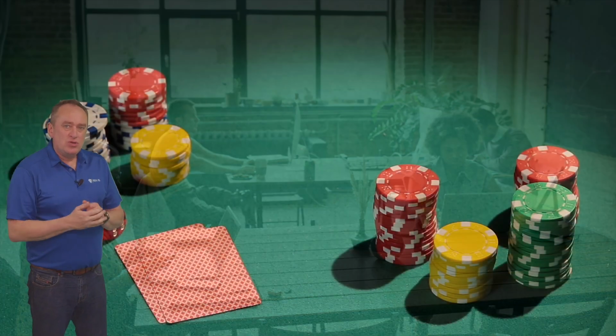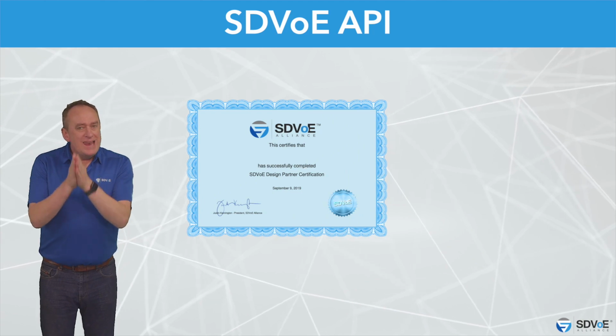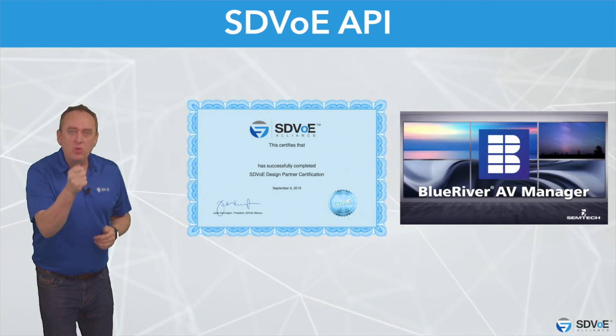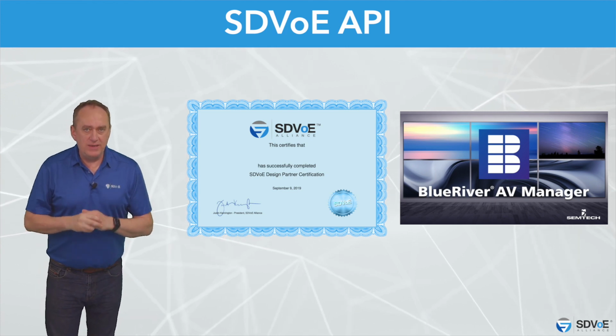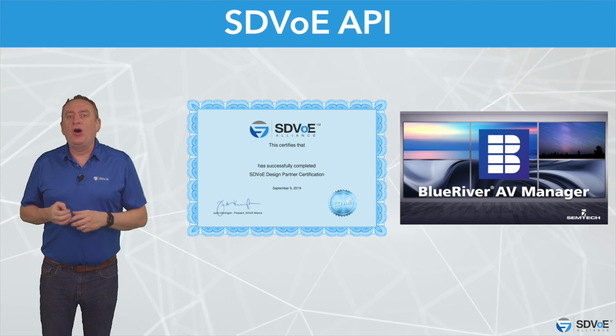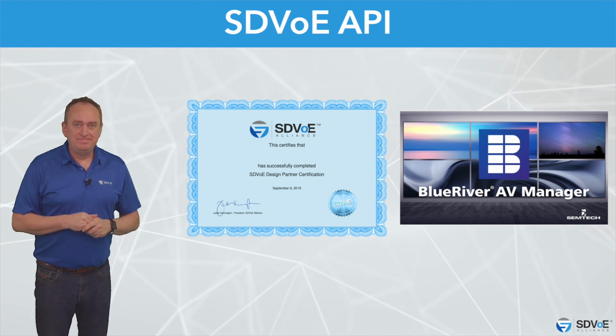If you really want to put your chips on the table, though, become a certified developer, leverage BlueRiver AV Manager, and start building and selling your own fully interoperable SDVoE killer app. Surely, you'll put anyone who builds a single hardware vendor solution out of the software business.